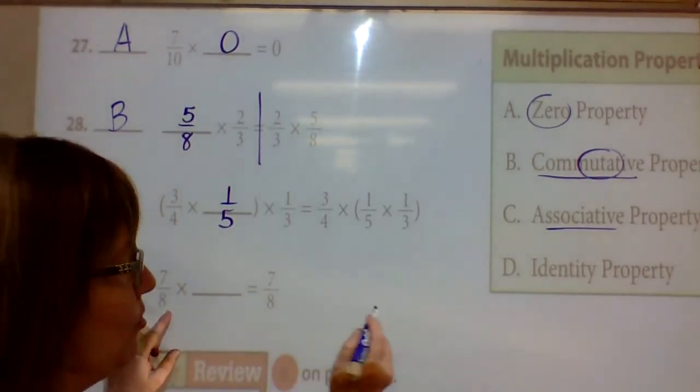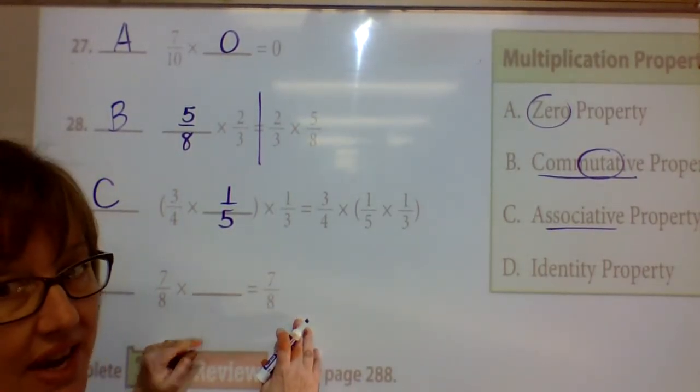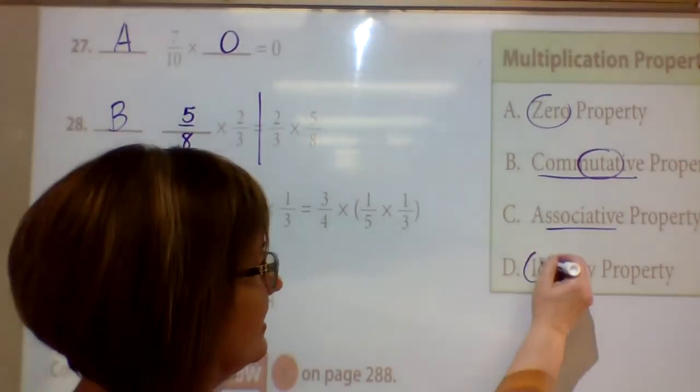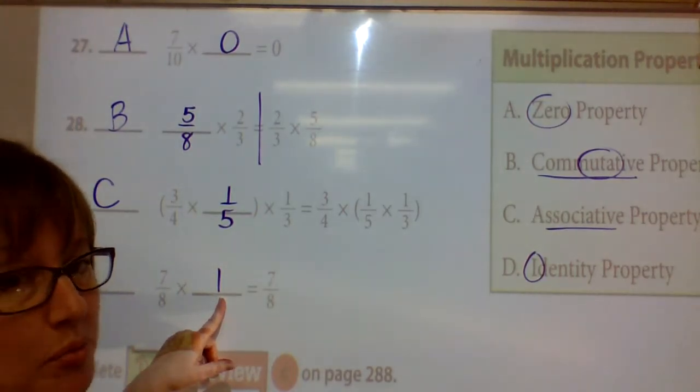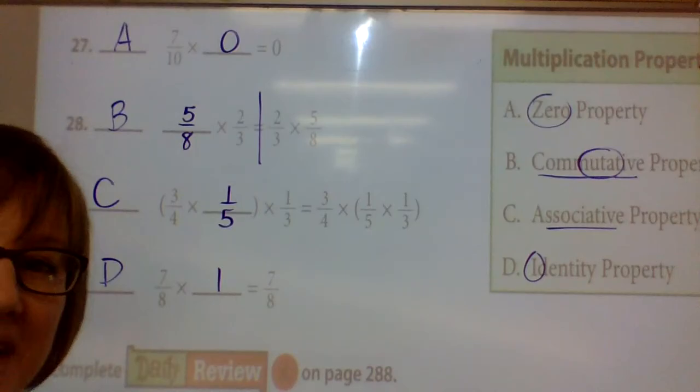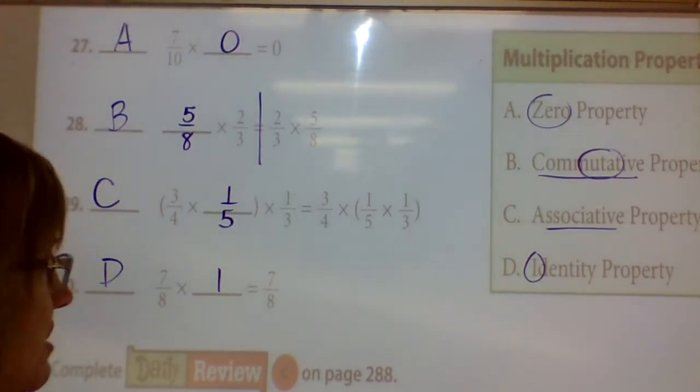Okay, and then 7/8 times what would be 7/8? Times 1. Remember, the 1 is its identity. It starts with an I. It's like a Roman numeral 1. So that one is D. 7/8 times 1 is 7/8. See? You thought that was going to be a hard section. It wasn't.